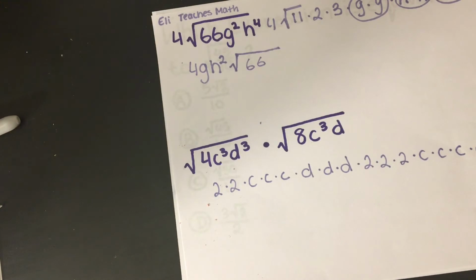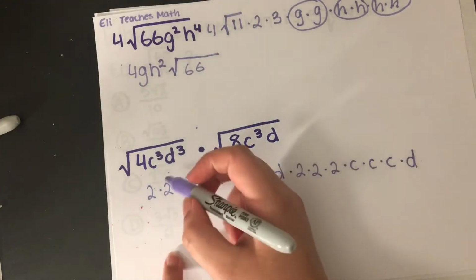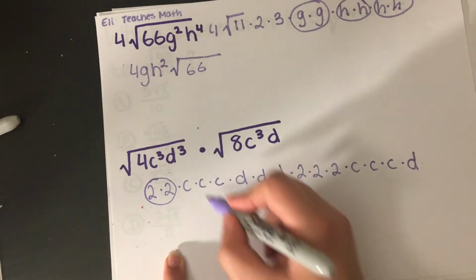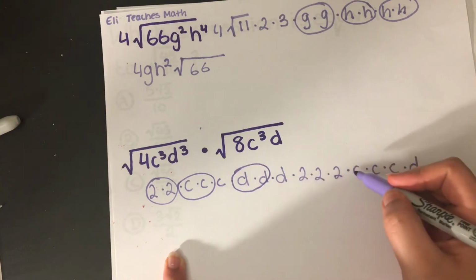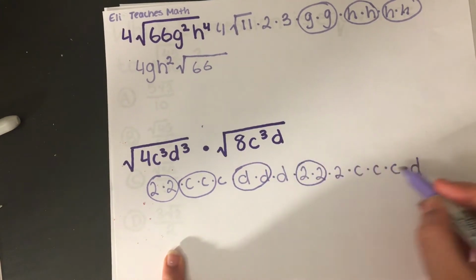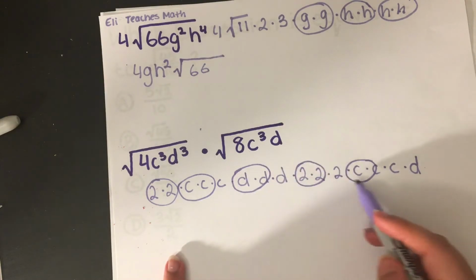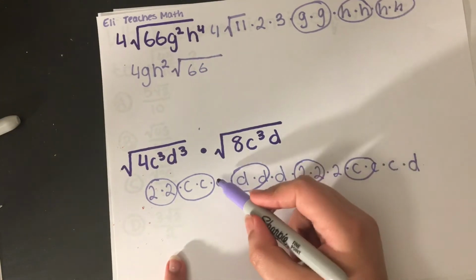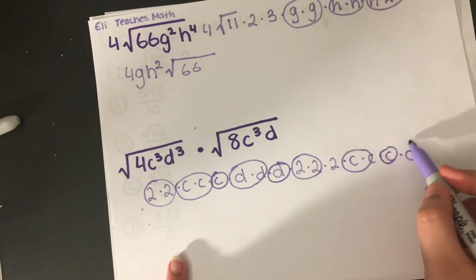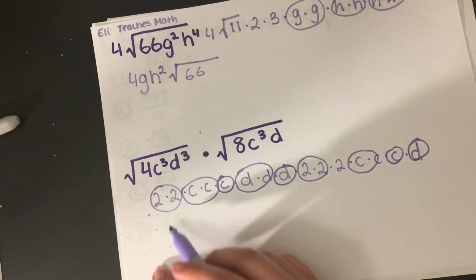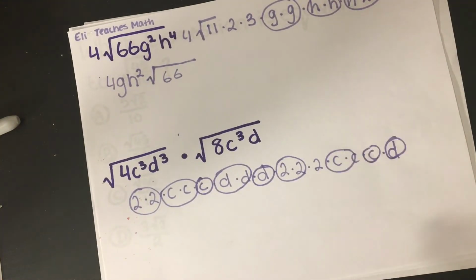Alright, so let's see what we can do here. I can definitely circle the 2's here. I can circle the c's, the d's, the 2's, the c's. And we're left here with c, d, 2, c, d. Now, obviously, I can take the c's and the d's here, and we're left with 2. So now let's take all these sets and combine them and move them over to the other side.